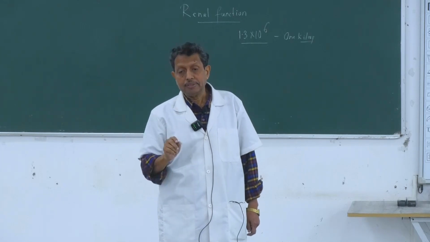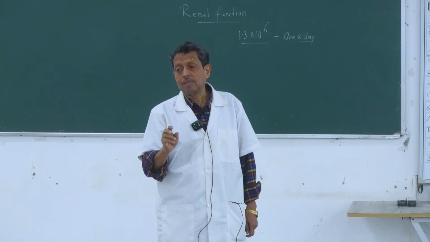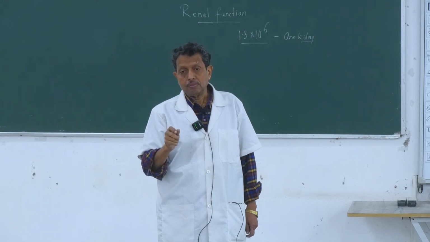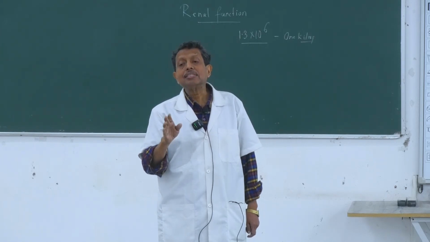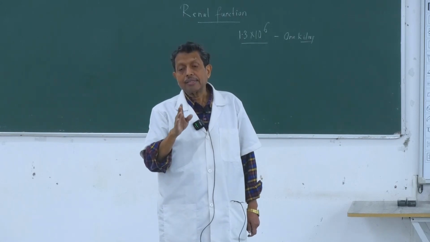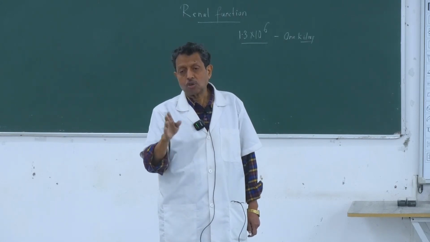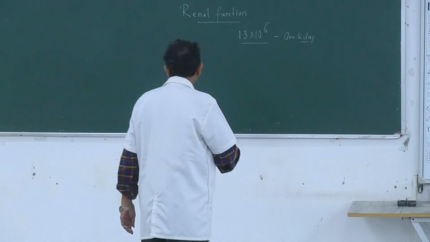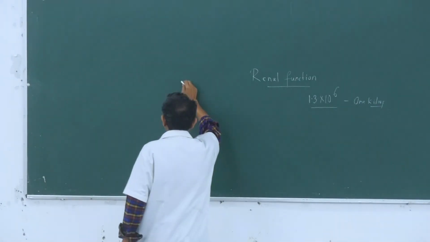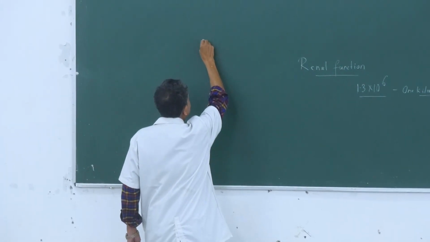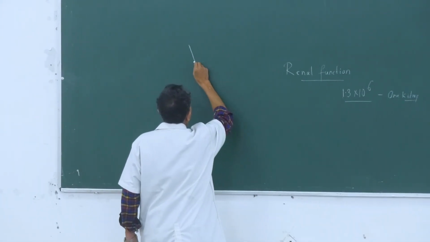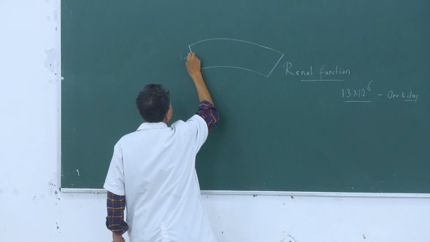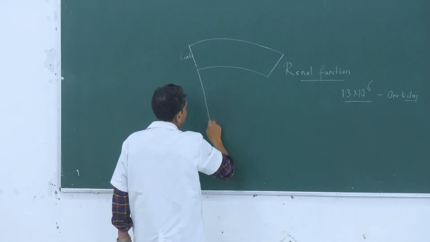the glomerulus, not in detail, the Malpighian corpuscles, glomerulus. From the histology or physiology text, you will have the concept that the kidney has a capsule, and then there is the cortex and medulla. Suppose this is the cortex, and this is the medulla, the renal pyramids.